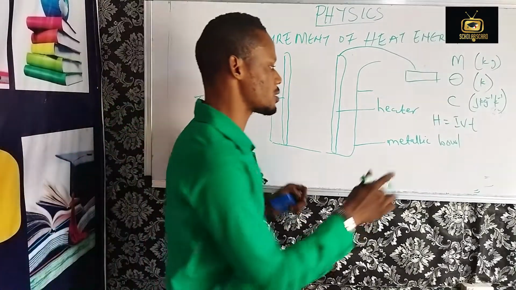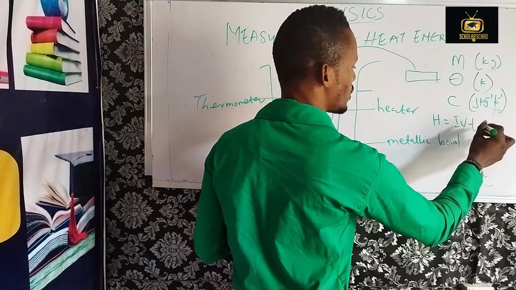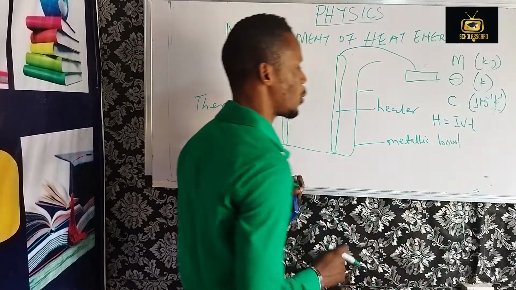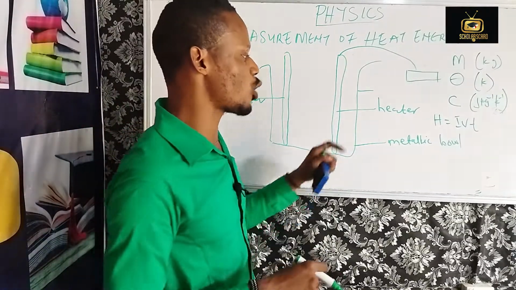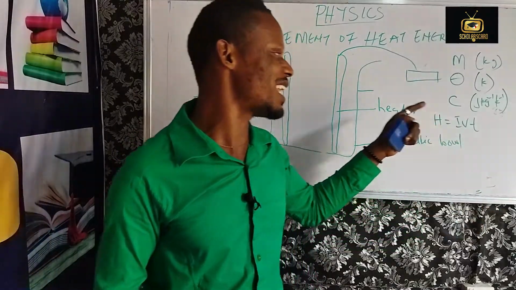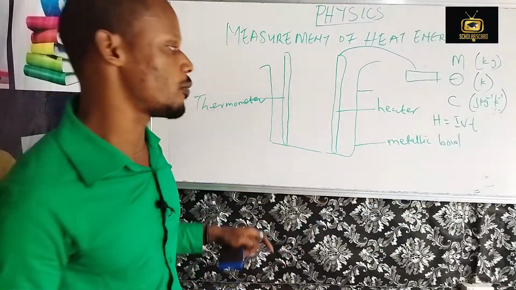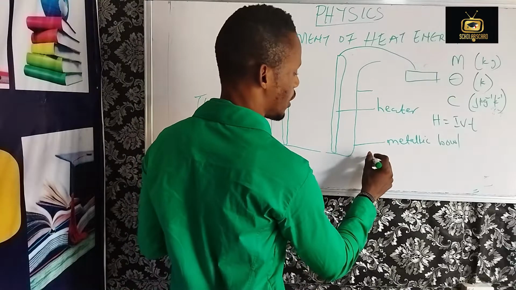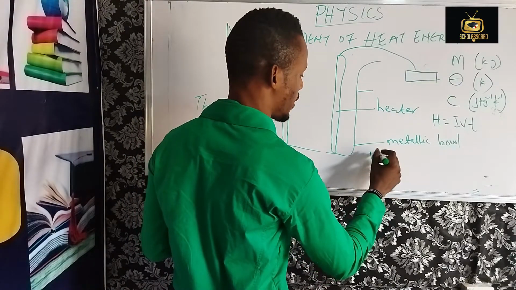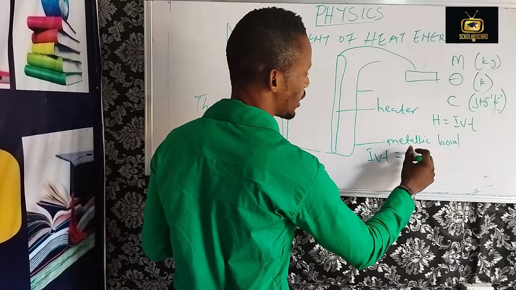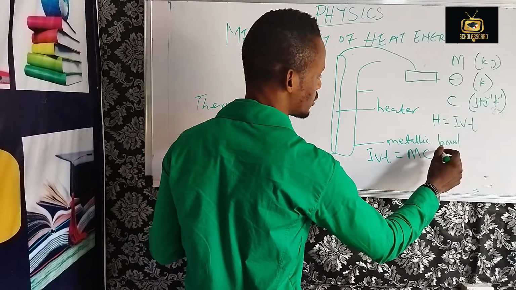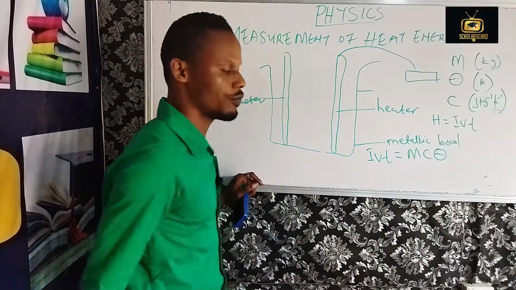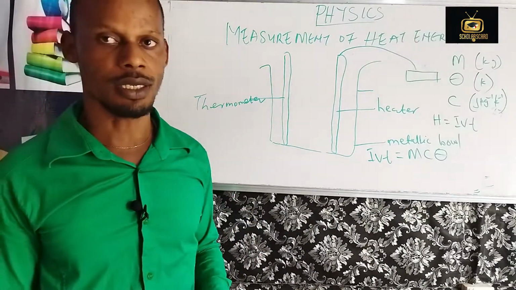H equals IVT, given as the electrical energy supplied to the bowl. Therefore, we now say the electrical energy supplied to the bowl is equal to the heat energy of the bowl. So mathematically, IVT, the electrical energy supplied to the bowl, will be equal to the mass times the specific heat capacity times the change in temperature of the bowl. Are you getting it? Good.